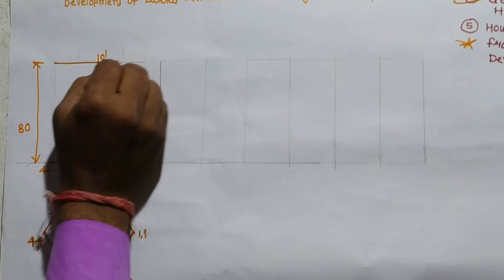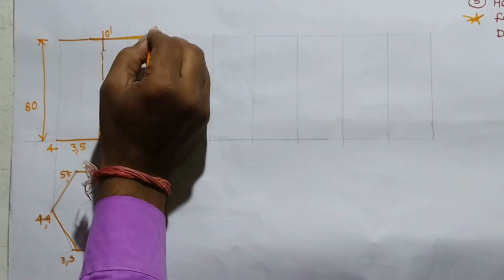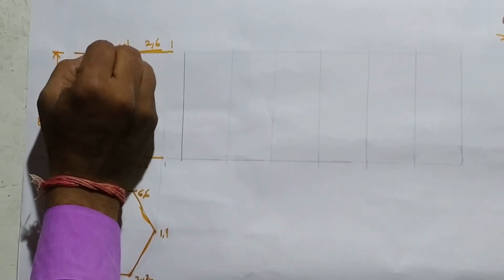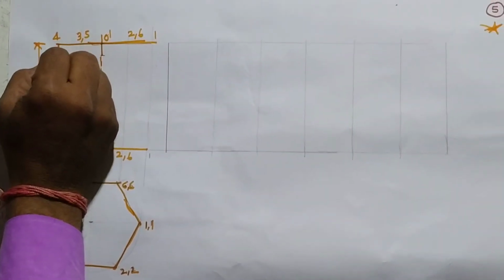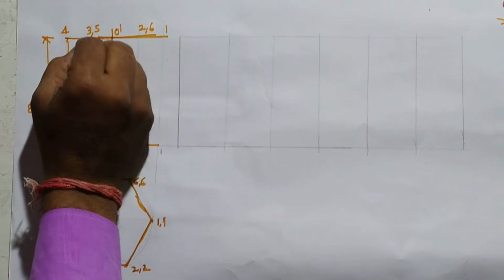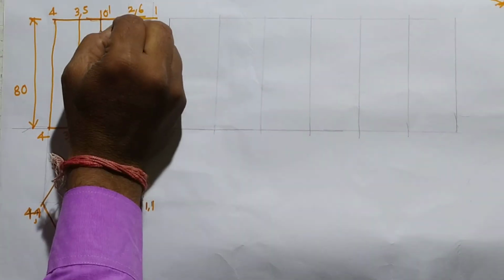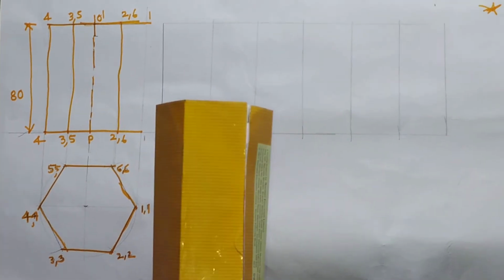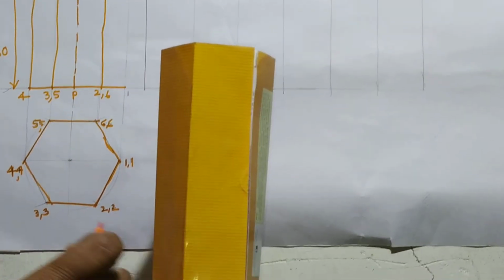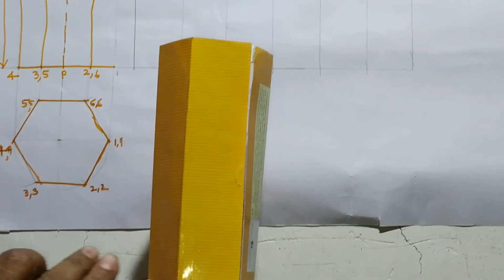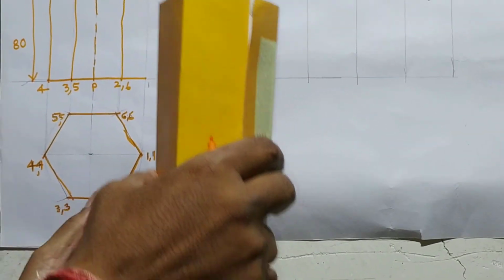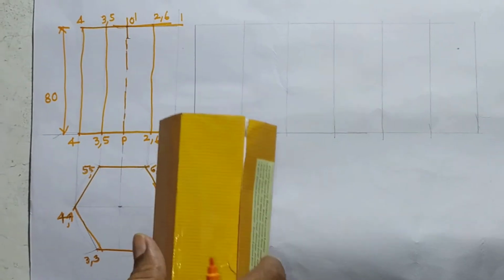This is the top face. I will name it as 1. This is 2, 6. This is 3 and 5. This is 4. I will draw the vertical lines here. Now this portion 1, 2, 3 and 4 is observed in the front side. Now 4, 5, 6 are at the back side.